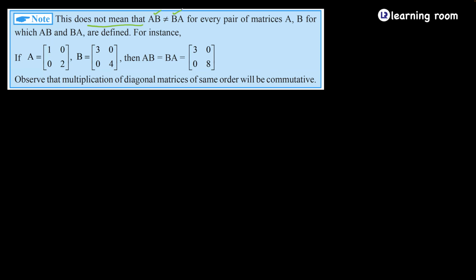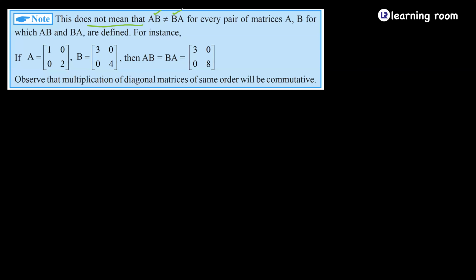So try to understand, because this chapter's theory questions will also be asked in assertion reason. At that point, you should not get confused. These are all the keywords that you need to use. So what do you mean by AB and BA are defined? Meaning when you do AB, the number of columns in A is equal to the number of rows in B. That is the meaning of definition.